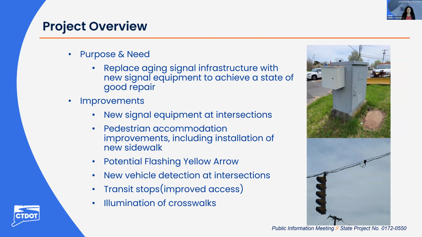So the improvements that will be incorporated into this project and projects like these are new signal equipment at intersections, pedestrian accommodations, so new sidewalks, new crosswalks, potentially push buttons, pedestrian signal heads. You may see some flashing yellow arrows if there's some protected permitted left turn movements at the intersection. New vehicle detection, so we'll show you some images of what that might look like. Improved access to transit stops, so potentially some bus pads or sidewalk connections to bus pads if there's some transit stops nearby, and then illumination at crosswalks on state roadways as well as transit stops.